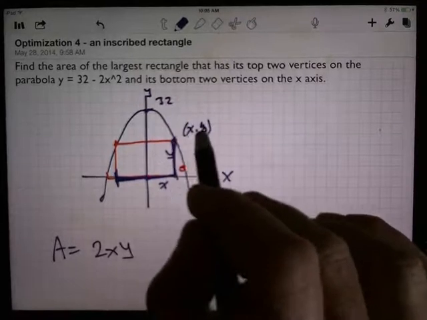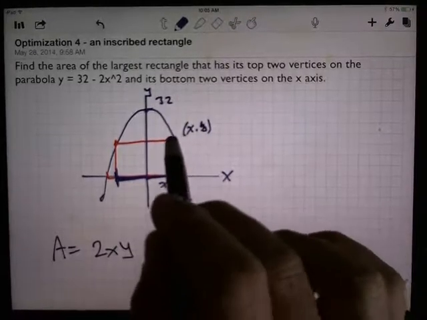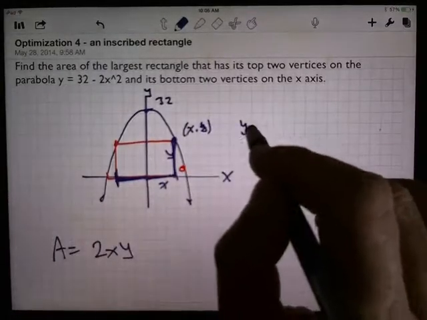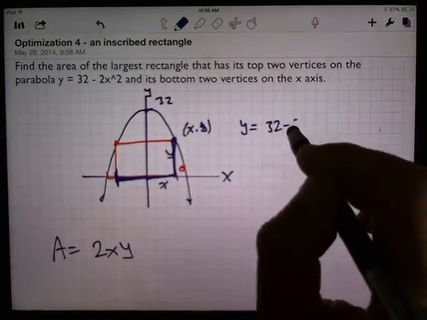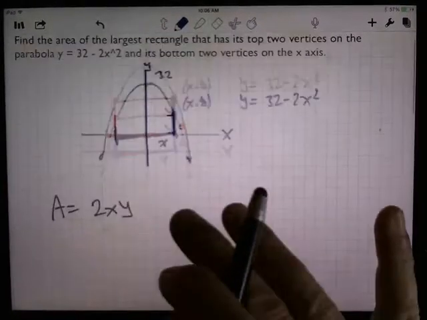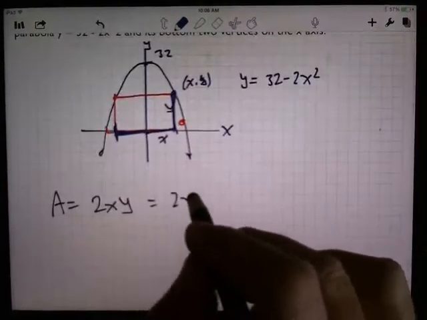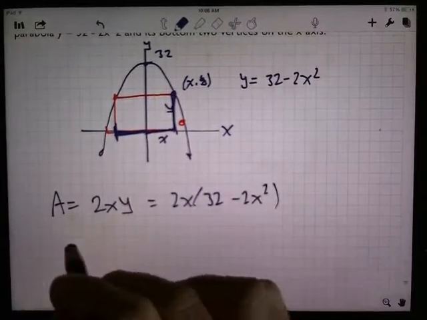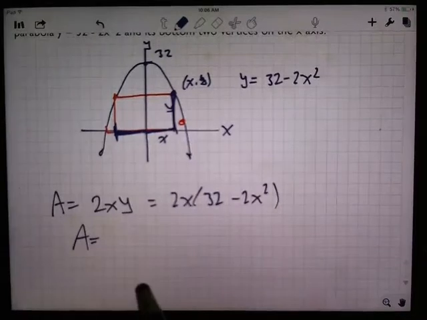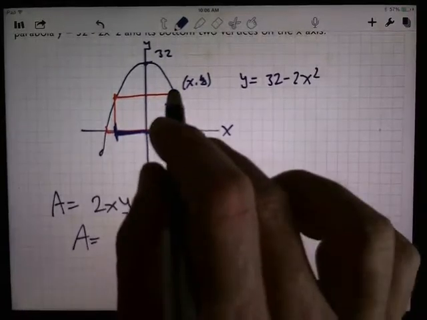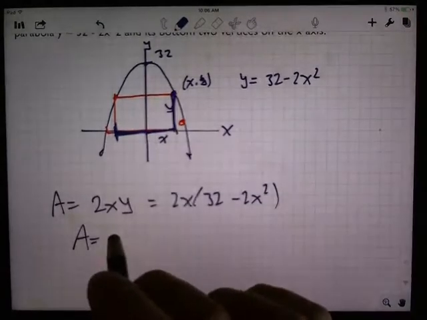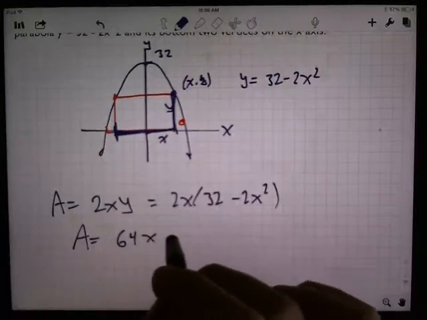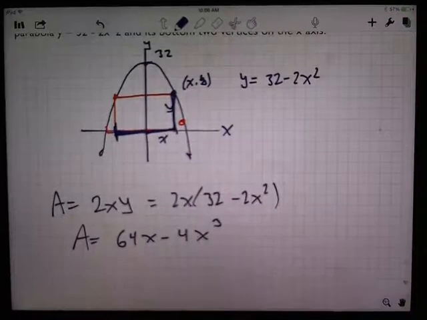But there's a relationship, because this point, x y, is always on that parabola. If you're always on that parabola, then you satisfy this equation. And so I know that y is equal to 32 minus 2x squared. So I can plug that in here. So this is 2x times 32 minus 2x squared. So my area function, as a function of just one variable now, the x-coordinate of this point right there, is, multiplying this through, I've got 64x minus 4x cubed.